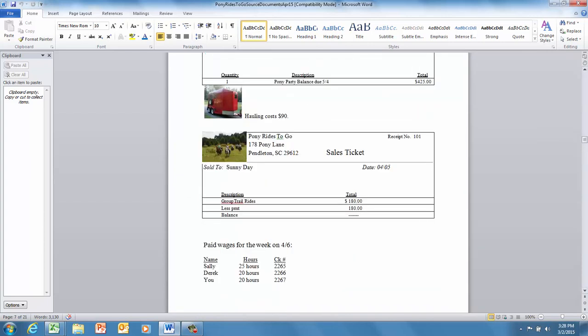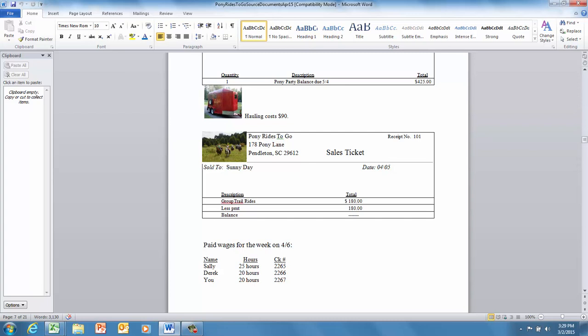Here we have a sales ticket, and these are given out whenever people come to the farm and do a trail ride. We give them a sales ticket as opposed to a sales invoice, because they're not going to pay after we do the job, nor can they ever owe us on a trail ride. They come, they pay up front, we give them a sales ticket, and then we go ahead and give them the trail ride.